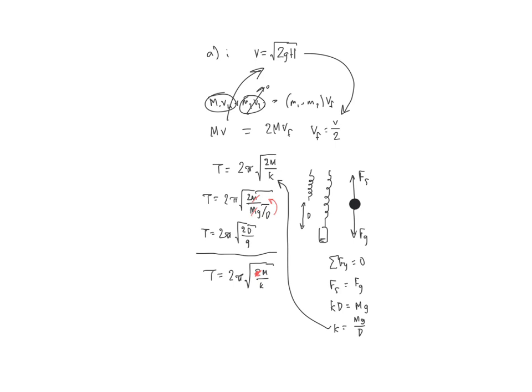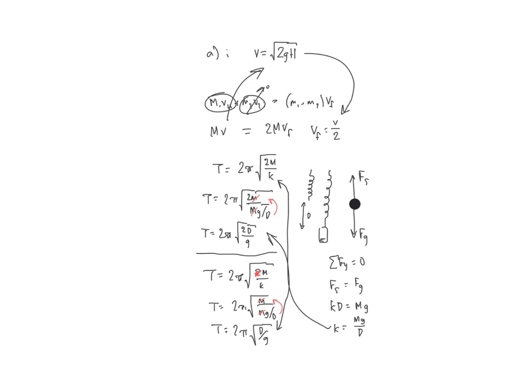And if you plug the same k value in as before, T is equal to 2 pi times the square root of m over mg over d. The m's cancel out. Shift the d up into the numerator. And you've got T is equal to 2 pi times the square root of d over g, which when you compare it to the original equation that we had is less by a factor of the square root of 2. So because this has a lower period, it's going to oscillate a little bit faster.